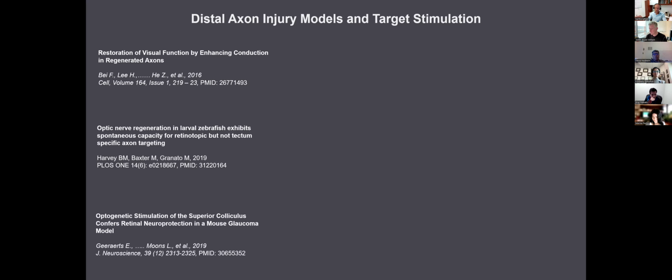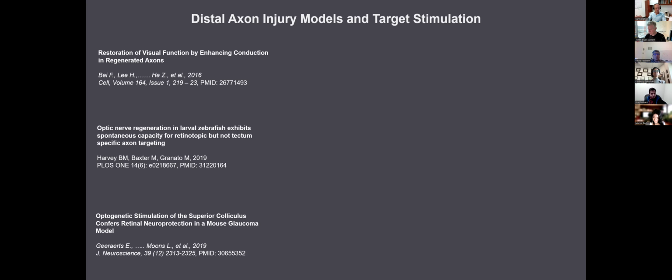And another cool study from Leif Moon's lab has shown how optogenetically stimulating the superior colliculus in a mouse model of glaucoma can confer neuroprotective properties on the retinal ganglion cells. So this is now looking at how we leverage other signals and stimulate retinal recipient targets.